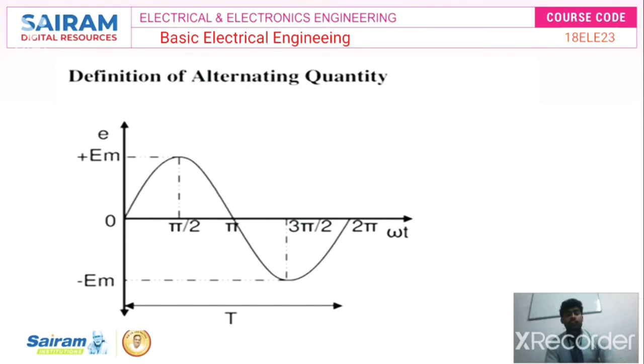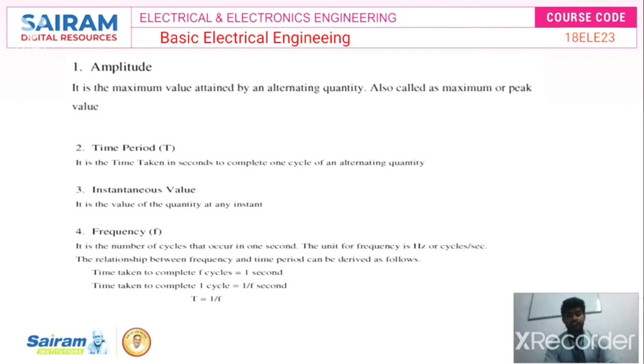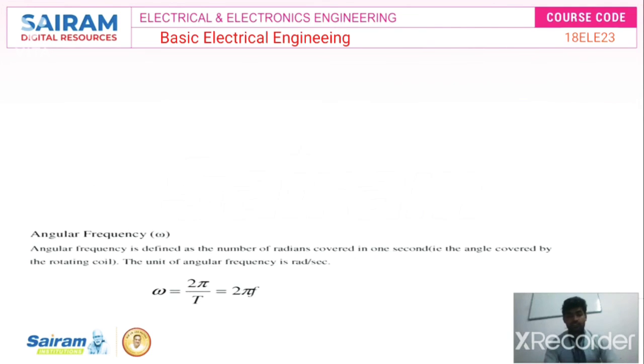There are alternating quantities at a particular instant, right? So if you want a definition, you can take it like this: amplitude and time period, instantaneous value, frequency. Okay, and the angular frequency, if you want, omega is equal to 2 pi by T. That is, 2 pi is one complete cycle, and the time taken is T. So omega is equal to 2 pi f, where f is equal to 1 by T.